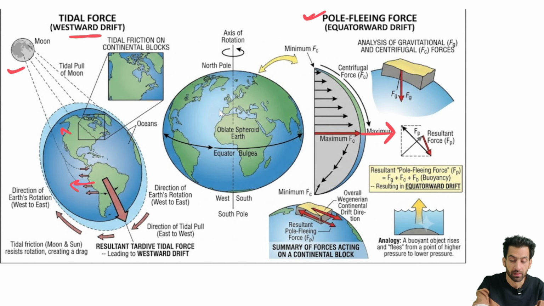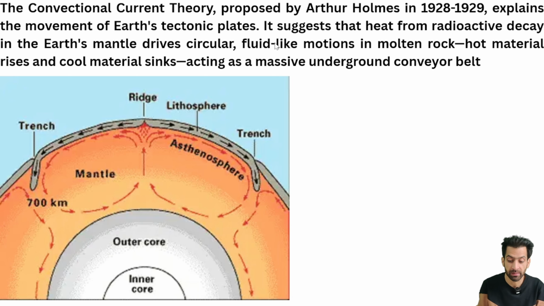Now comes the question: if these are not the forces that are responsible for the movement of the continents, then what are the forces that cause the drift? As I told you, drifting is a fact. It's not that drifting is not true. Drifting is true. But what about the force that is responsible for drifting? It was explained by Arthur Holmes. Arthur Holmes was a person who gave the concept of convectional current theory. He explained why there is movement of the continents, why the lithospheric slabs move. He explained it in detail.